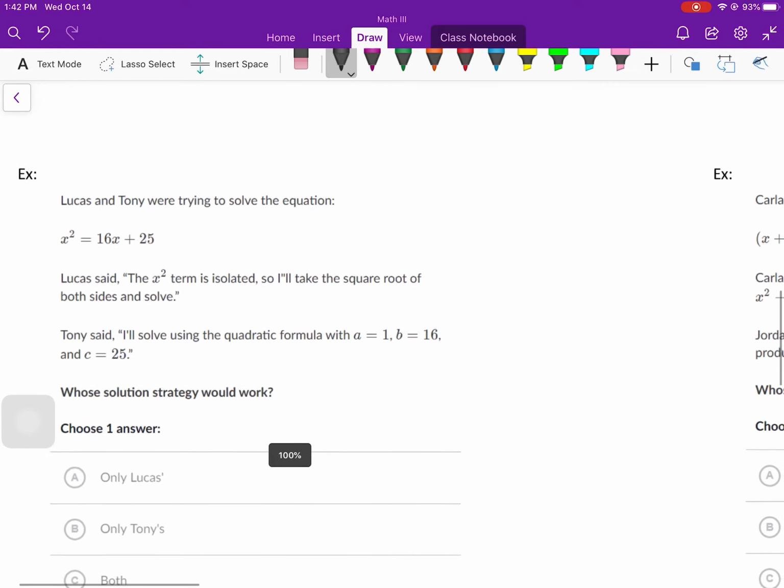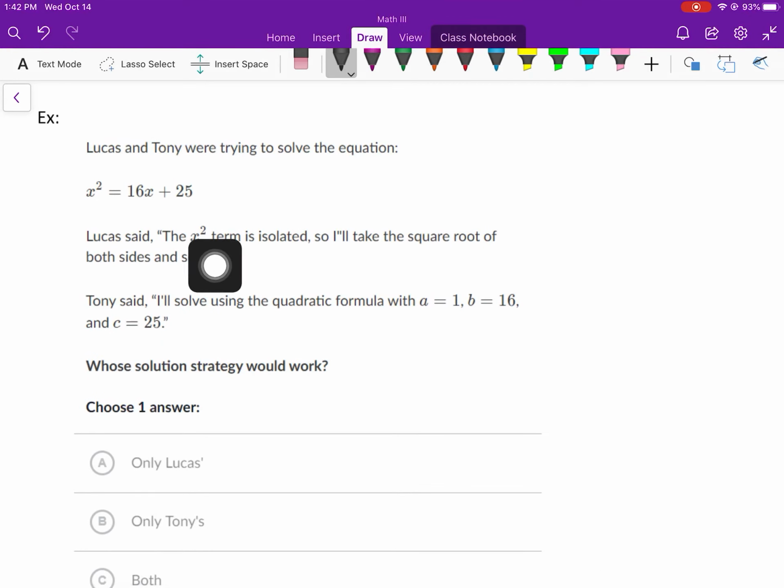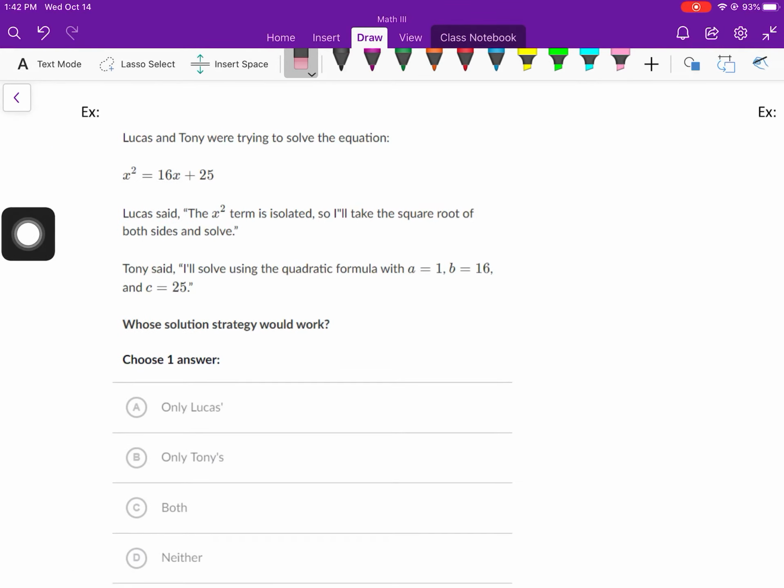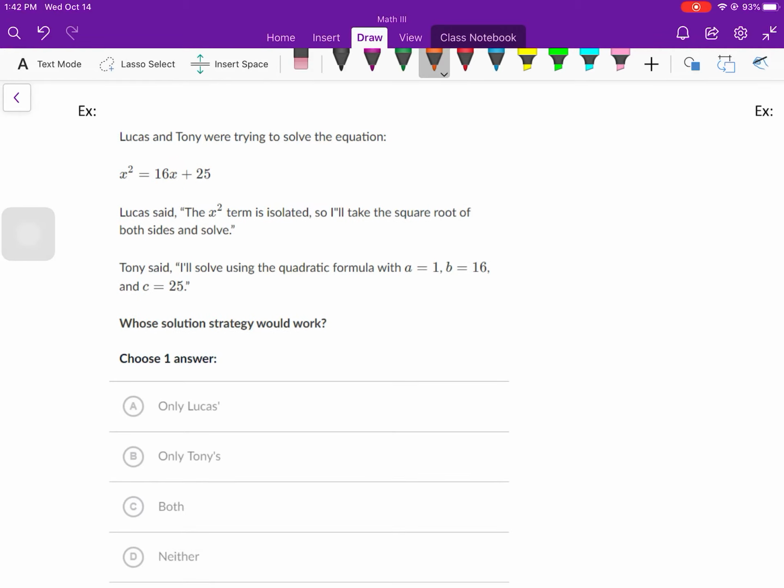Let's look at this one. This is another that doesn't quite work out. Lucas said the x squared term is isolated, so I'll take the square root of both sides. The problem is, look at that x. So if you square root both sides, x is not by itself. There's another x inside the square root. It just throws things way off. So Lucas is wrong. That only works if this wasn't there. So Lucas is out.